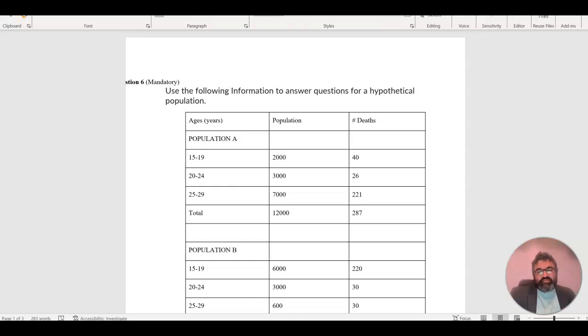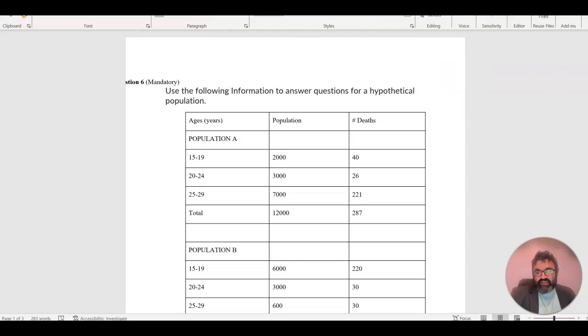Crude and age-adjusted mortality rate calculations can get quite complicated. Hi, I'm Dr. Sri Banerjee, epidemiologist, biostatistician, faculty member, and in this segment, I'm going to be going over just that: crude and age-adjusted mortality rates. So let's go ahead and get started.